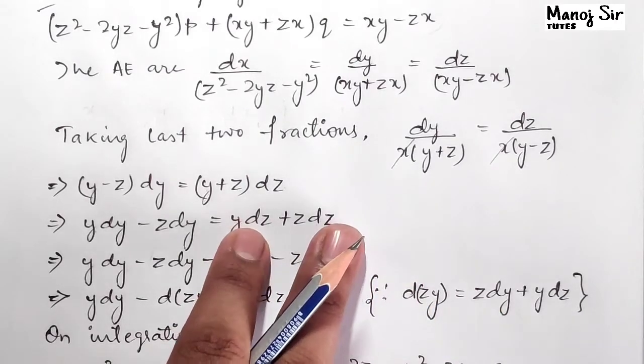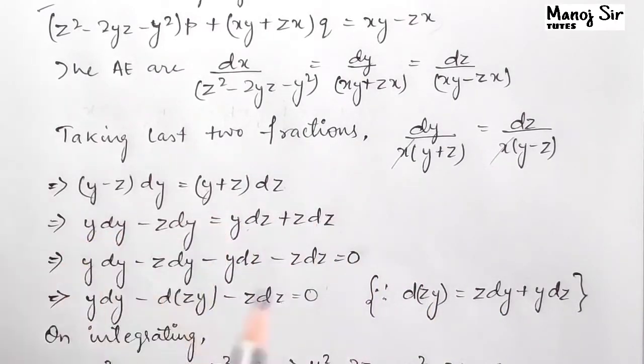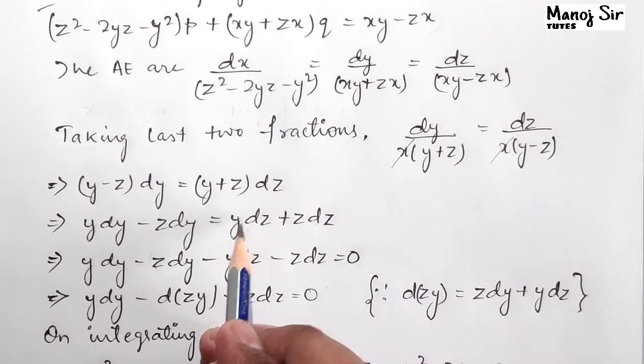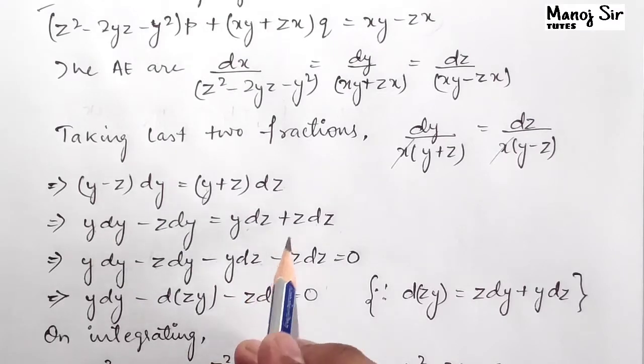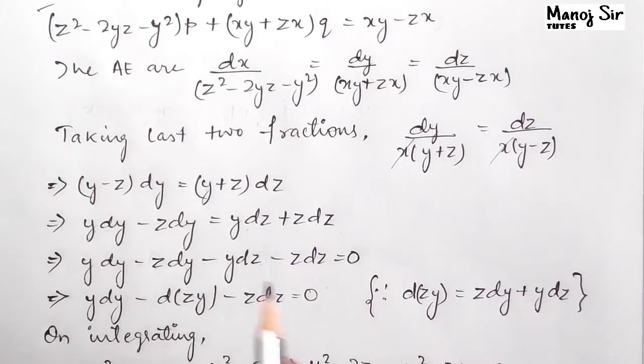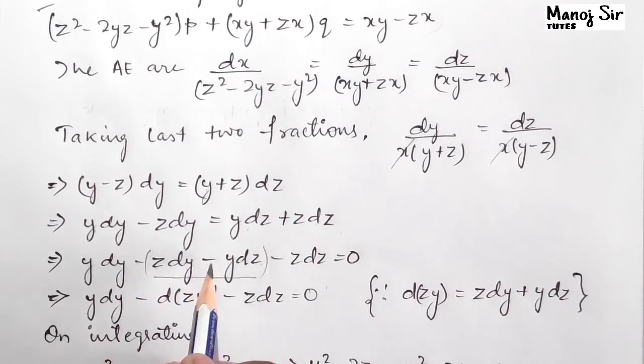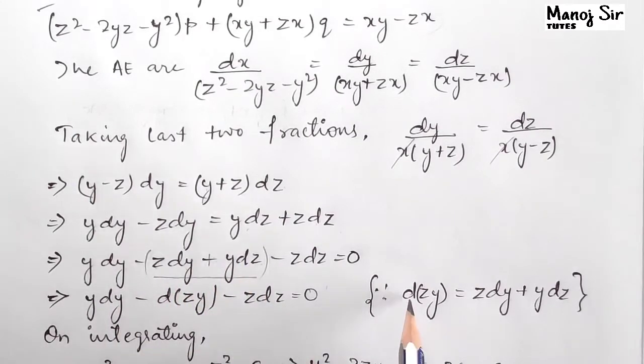Now taking these terms to the left hand side, you will get these two as they are, that is y dy minus z dz. This will become negative, because here it was positive, so here it will become negative, that is minus y dz minus z dz equals 0. Now if you look at these two terms, if we put a bracket here, since we have a negative sign here, this will become positive. So instead of this we can write d of zy, because the differentiation of zy equals z dy plus y dz.